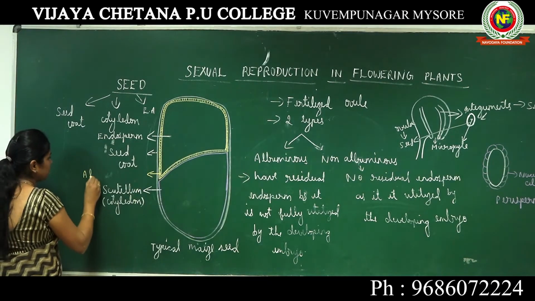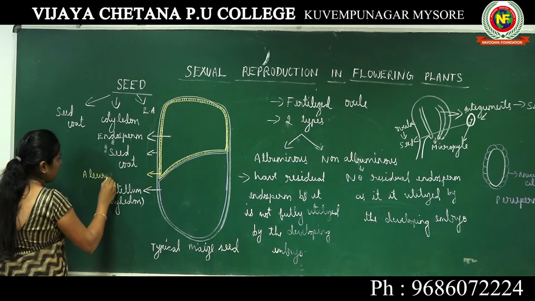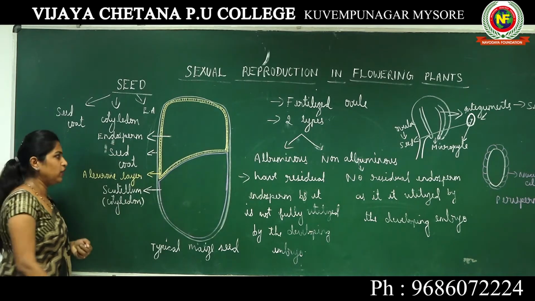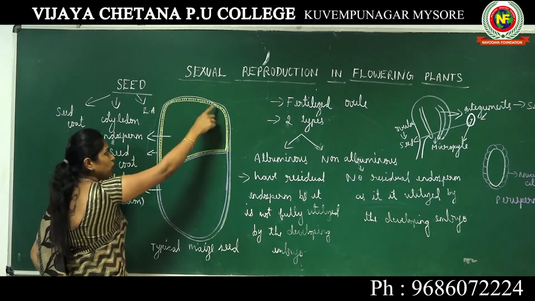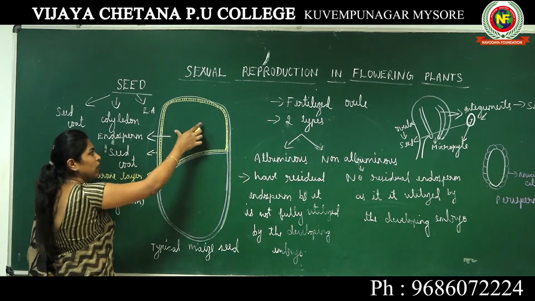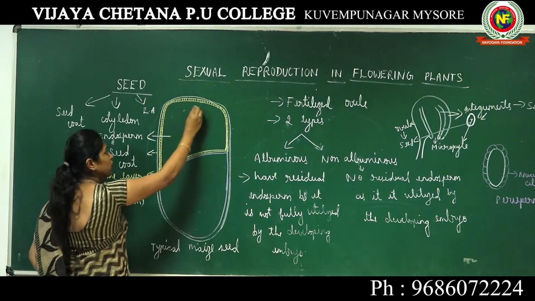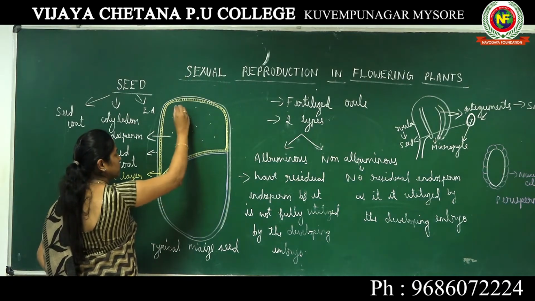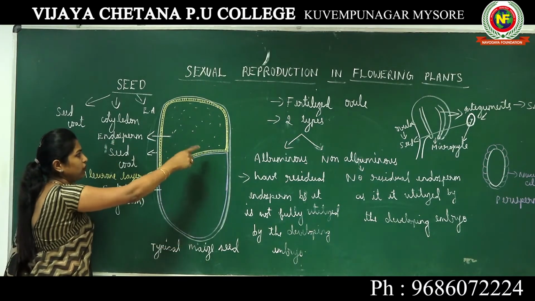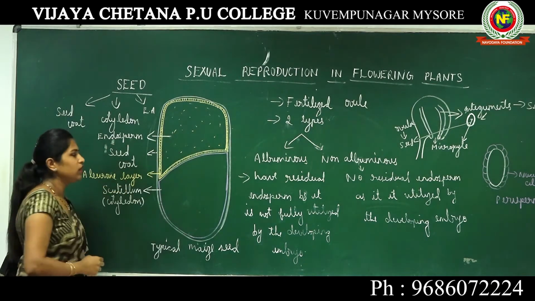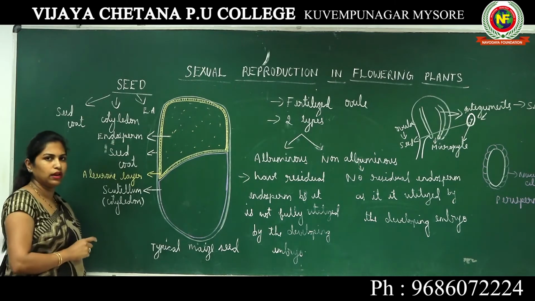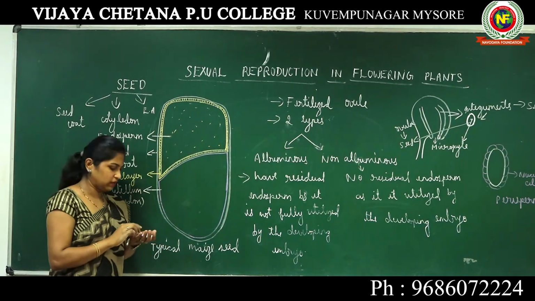Now do you see this yellow color layer which I have drawn here? This layer is known as aleurone layer. Aleurone layer is the outermost layer of the endosperm. It is a layer surrounding the endosperm which is present inside it. Now here you have a cotyledon known as scutellum. Where is the embryonal axis?